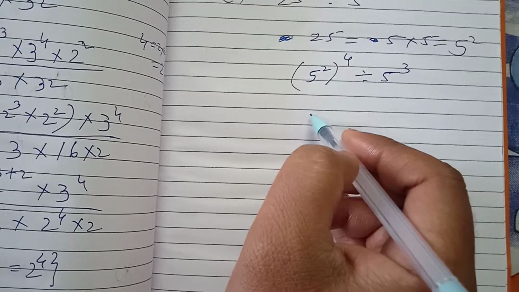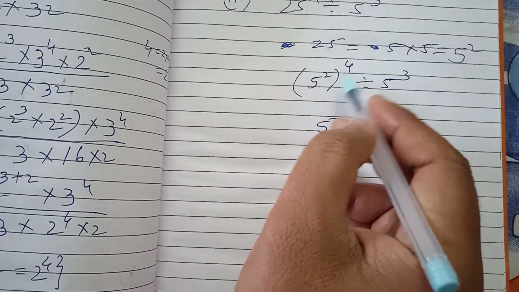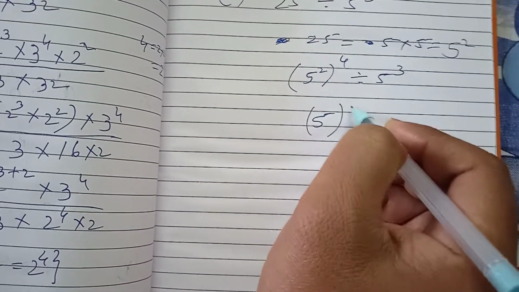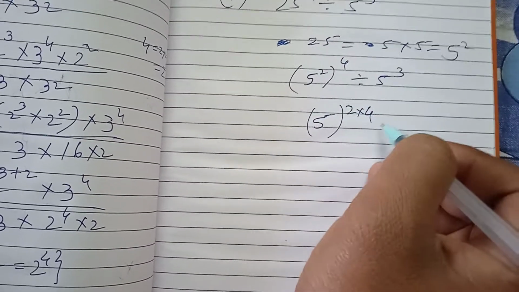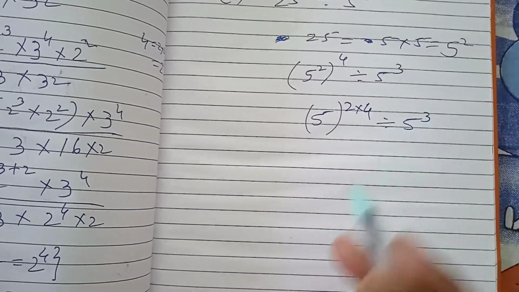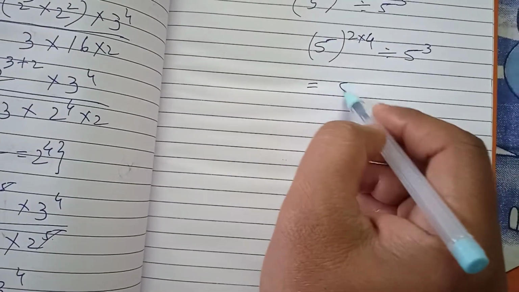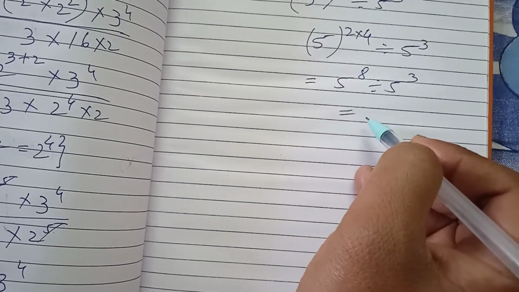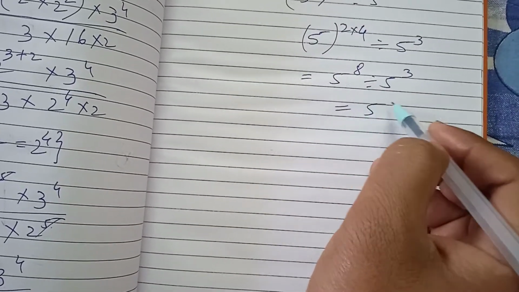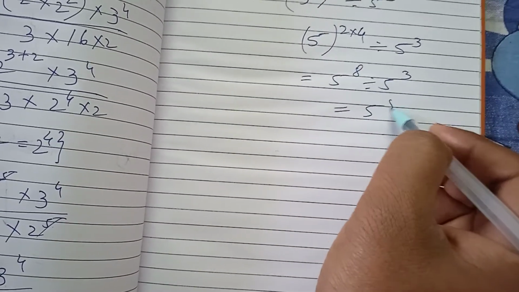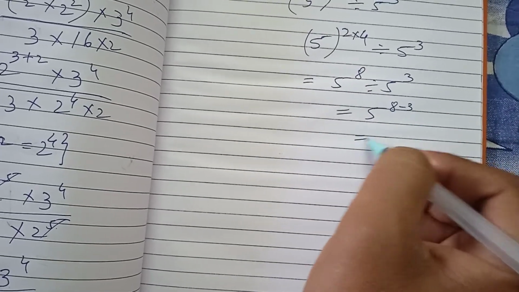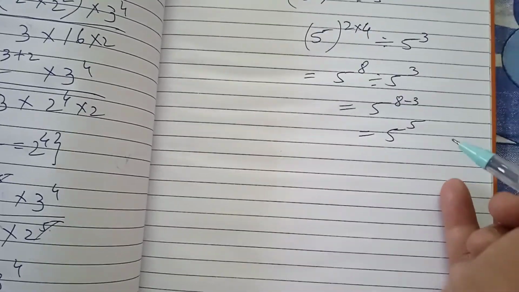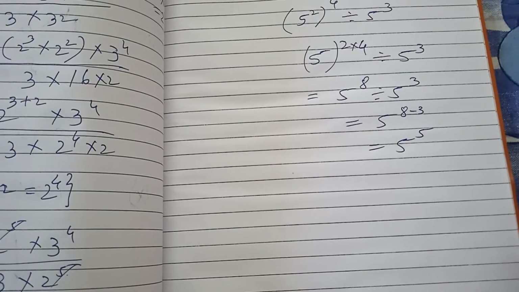So we use here the law: 5 is the base and there are 2 powers here. So we multiply these 2 powers, means 2 into 4, divided by 5 to the power 3. Then we get here 2 fours are 8, divided by 5 to the power 3. Now we use here the law, because base is same and the powers are different, so we subtract these 2 powers, means 8 minus 3, and 5 to the power 8 minus 3 means 5 to the power 5. So this is our final answer, students.